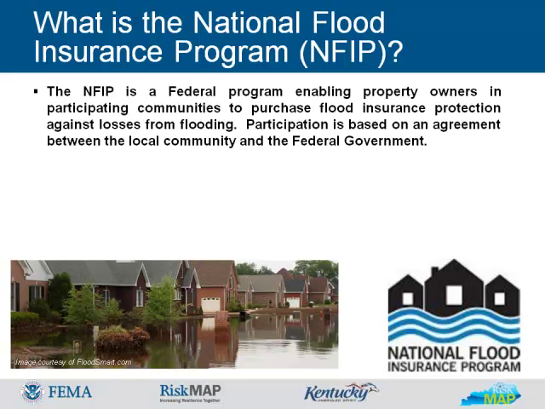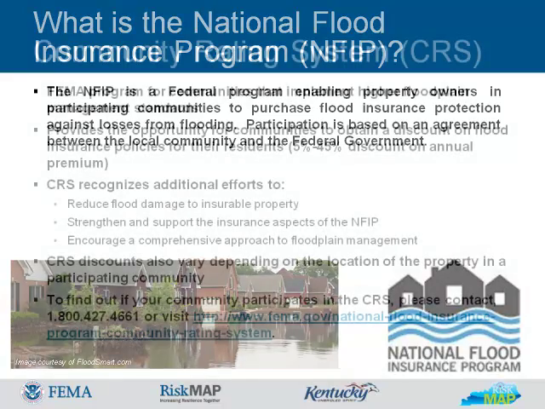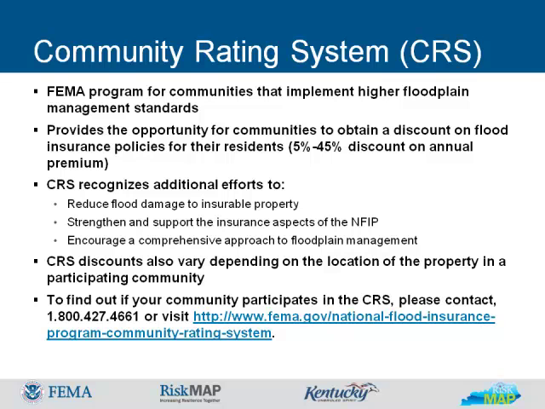However, there are many programs and tools available through the NFIP to assist other federal agencies, states, and communities with mitigating flood losses. The Community Rating System is a program for communities that implement higher floodplain management standards. It provides an opportunity for communities to obtain a discount on flood insurance policies for their residents by recognizing additional efforts to reduce flood damage to insurable property, strengthen and support the insurance aspects of the NFIP, and encourage a comprehensive approach to floodplain management. The discounts can also vary depending on the location of a property in a community.